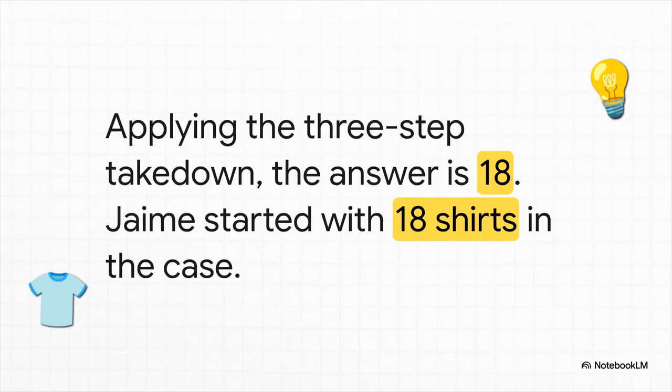So what happens if we unleash our three-step takedown on that equation? You find the LCD, you multiply everything out to kill the fractions, you solve the quadratic that's left, and you get your answer. It turns out there were 18 shirts in that case to begin with.